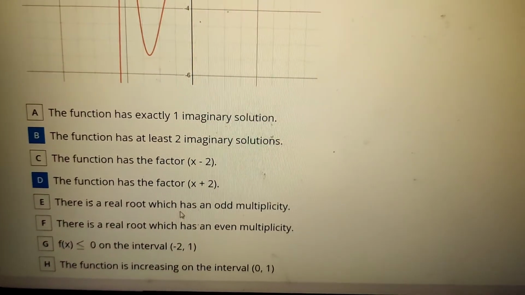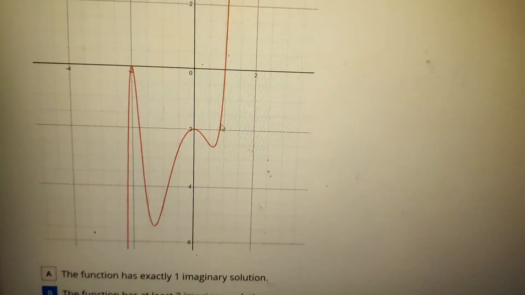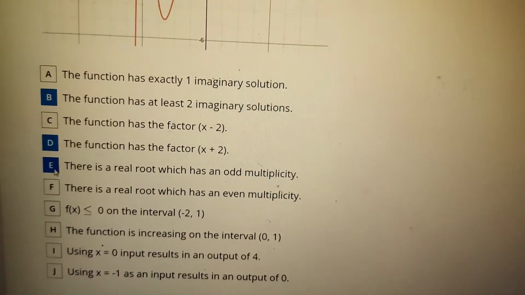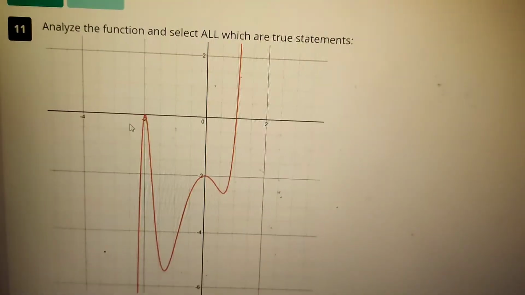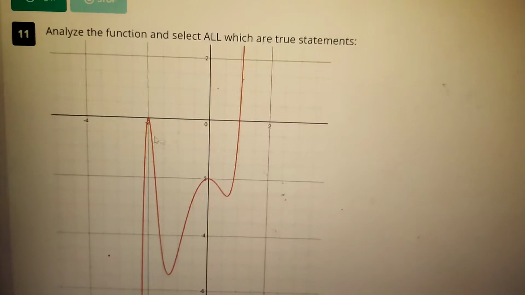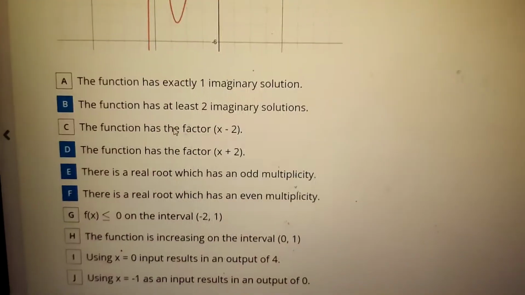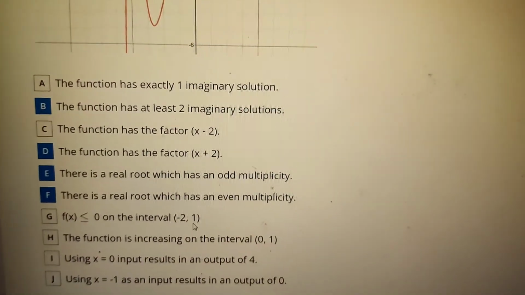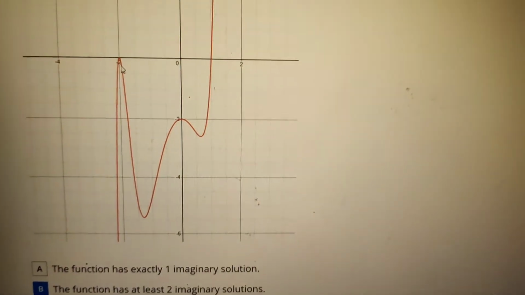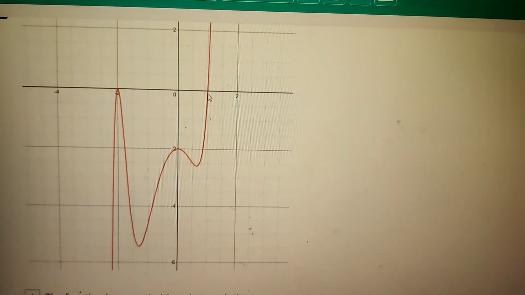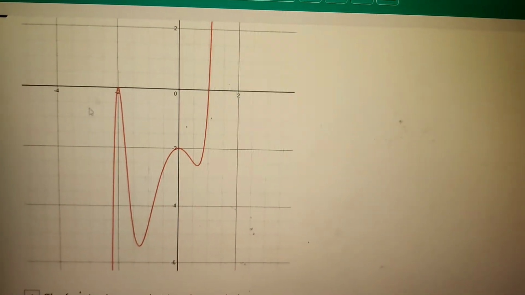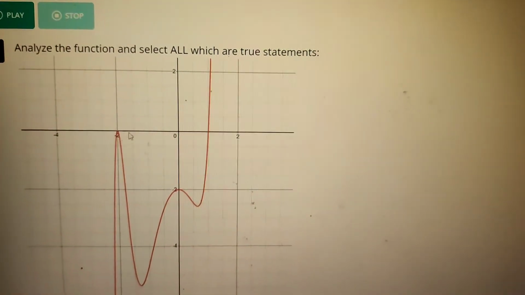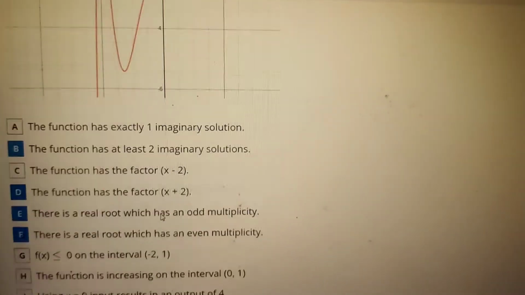There is a real root which has an odd multiplicity. Yes, because it crosses right here. And there is a real root with an even multiplicity. Also yes, because it bounces on -2. So that's an even multiplicity root. And then f of x is less than or equal to 0 on the interval from -2 to 1. So that is from -2 here to +1 here. Is f of x less than or equal to 0? That just means below the x-axis. And yes, it is. So between -2 and 1, our function is below the x-axis.